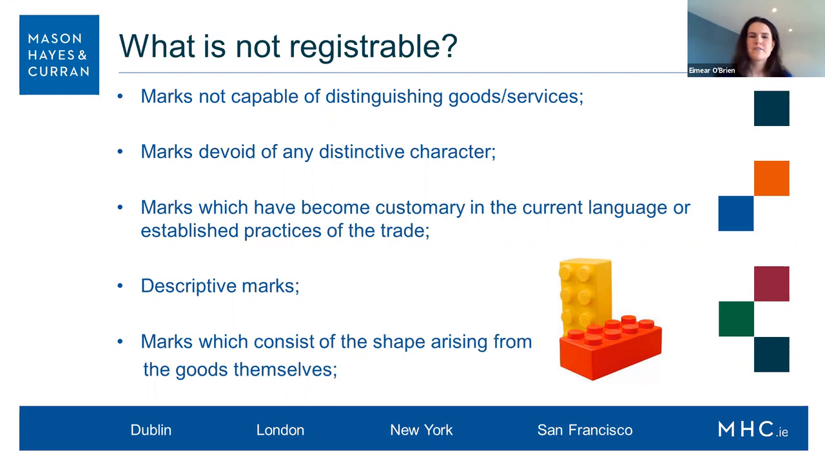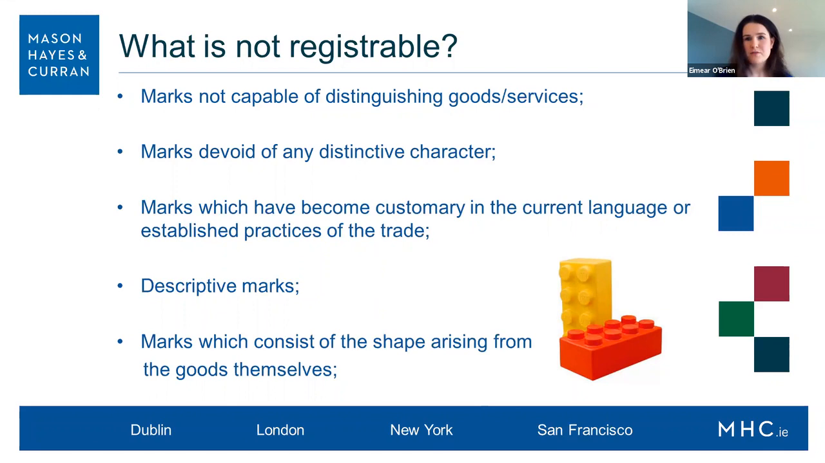And what we mean by distinctive character is that a consumer is able to identify your product or service through your brand as coming from you. Next, we have marks which have become customary in the current language or established practices of the trade. And this just means that the offices aren't happy to allow people to have a monopoly over certain aspects or words or even images that are just customary and commonly used in that trade. So an example would be the silhouette of a knife and fork for restaurant services, for example.